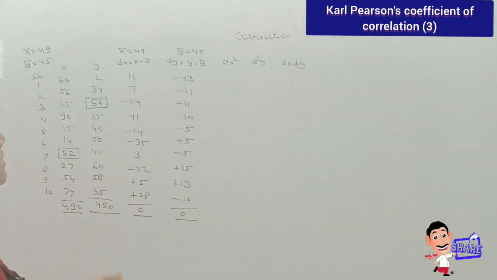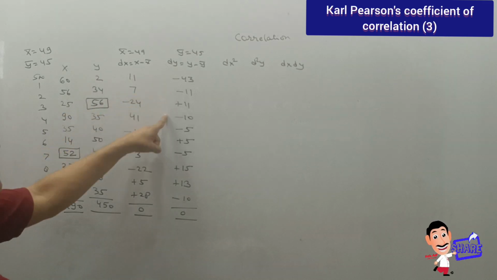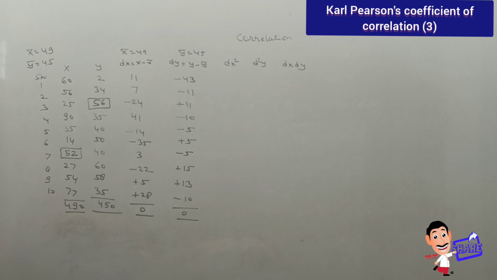So here the difference is over there. The result should be 0, so we are having some difference here. Okay. Again we are checking. Our arithmetic mean is 45.